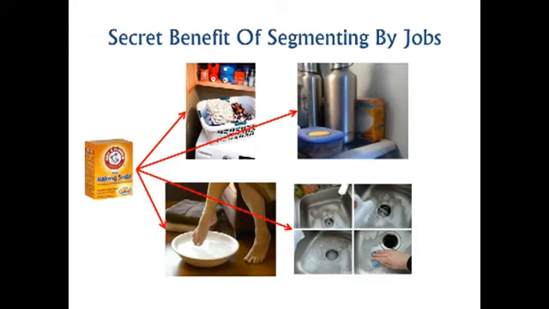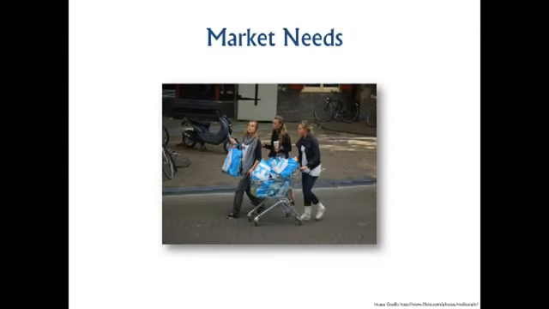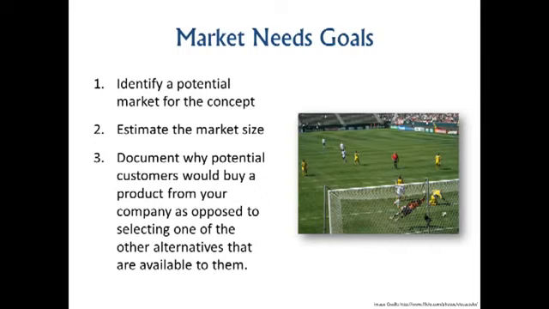Okay, so once you understand what jobs your customers are going to hire your product for, now you have to take a look at the market needs. Do customers actually need to have that job done? So let's take a look. Market needs: there are three goals when you're taking a look at market needs. First off, you want to identify the potential market for the concept. You want to estimate the size of that particular market, and then you're going to want to document why customers would buy from your company as opposed to all of the other alternatives that are currently available to them.